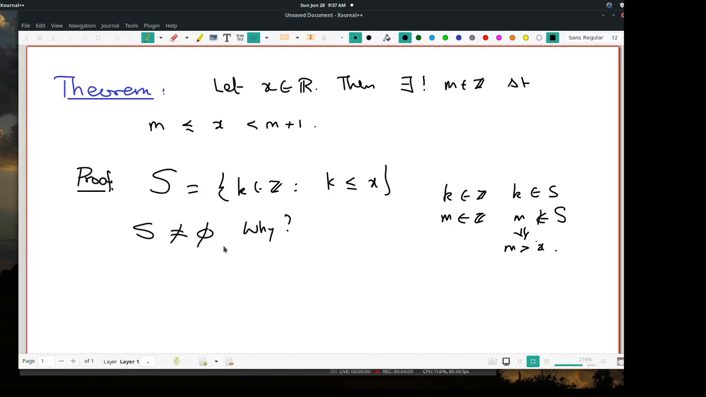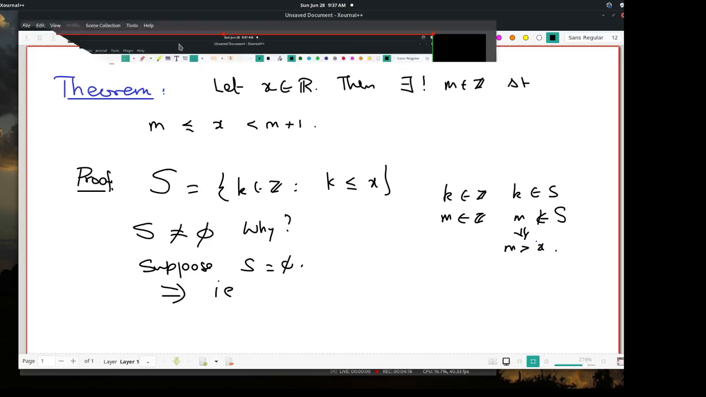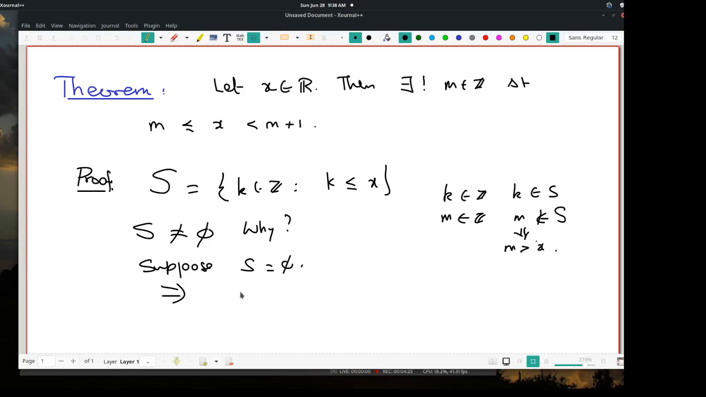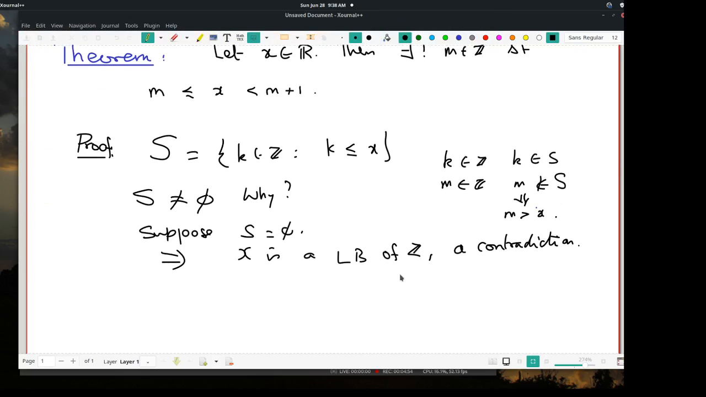Now, how do I know this is non-empty? Suppose this is empty. What does it mean? Give me any integer m, then m is greater than x. So give me any integer, it does not belong to S. That means any integer has to be greater than x. That means x is a lower bound of Z. This is a contradiction, because as a corollary to the Archimedean property, we had already shown the set of integers is neither bounded above nor bounded below. Is it okay? Right. Therefore, we know that S is not empty.